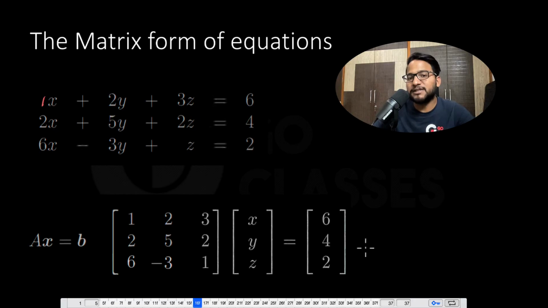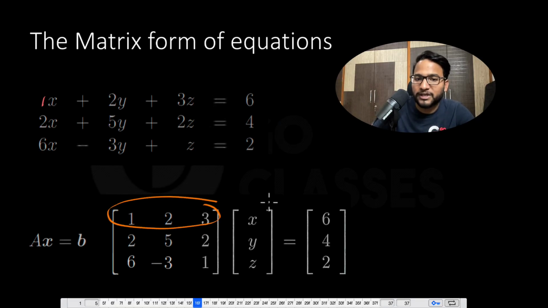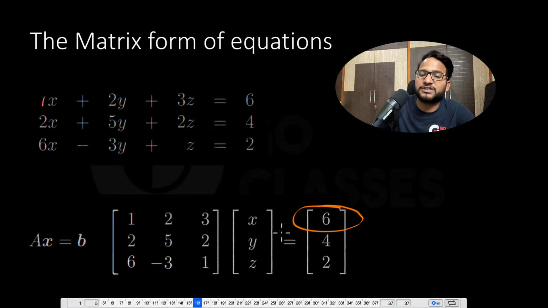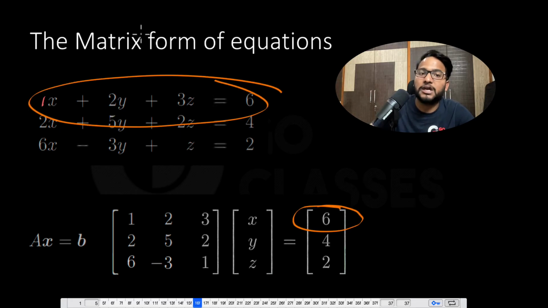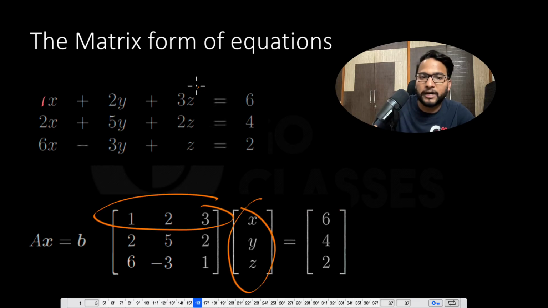My claim is that this representation and this representation are the same. Let's check whether both are the same or not. See, if we multiply this 1, 2, 3 with x, y, z, what will we get? You will get 1x plus 2y plus 3z, and that is the first entry, which is 6. So if you multiply this 1, 2, 3 by x, y, z, you will get this particular equation, which is equal to 6, right?